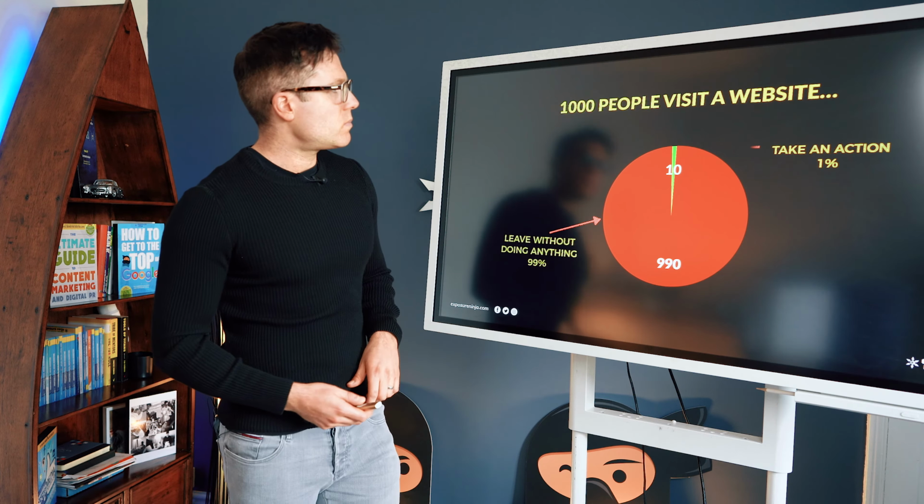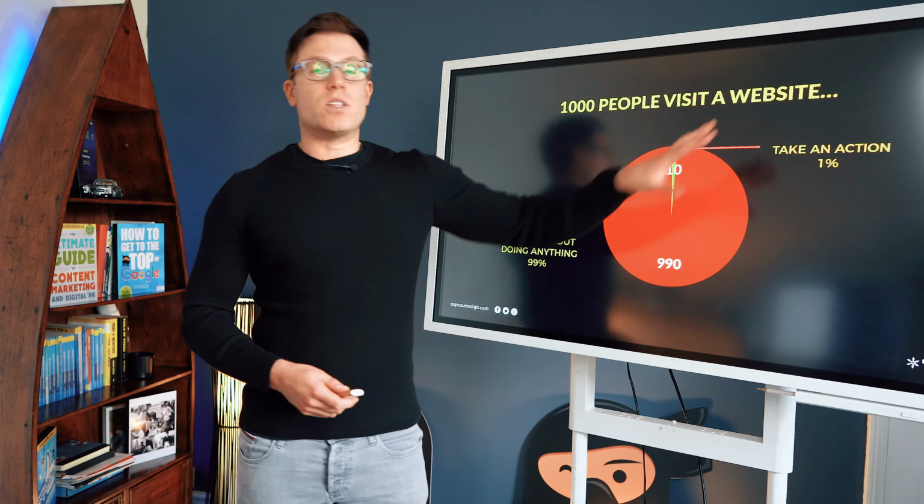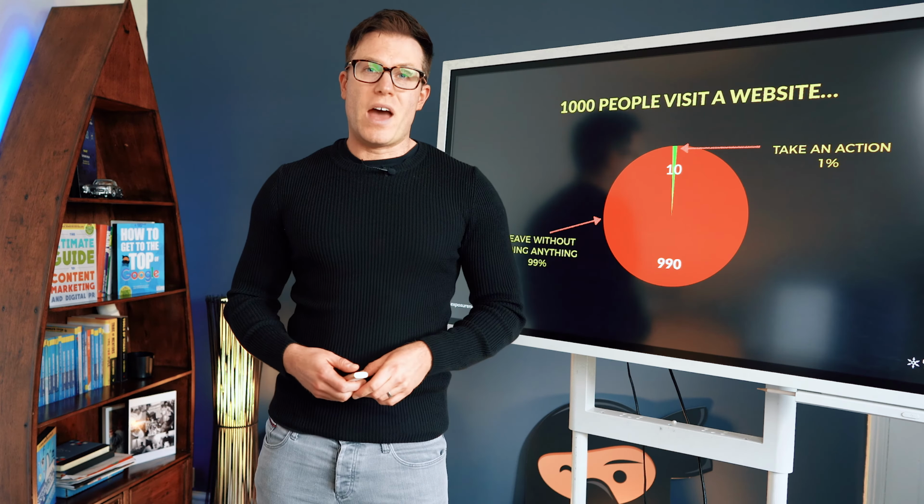So this 990 people, as you might have guessed, is the 99% of visitors that leave a website without doing anything. So they come on, they have a look around, and then they leave. They don't convert, they don't become a lead. And these 10 visitors are the 1% of all these visitors that actually take an action on the page.